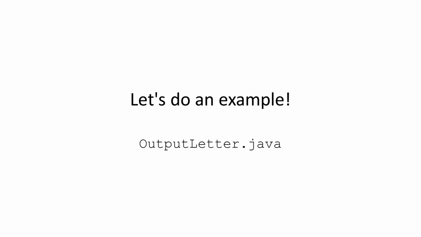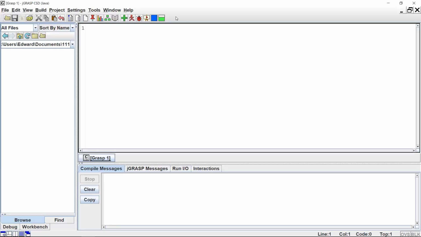All right, so let's do an example. Let's go into JGrasp and use a try catch to handle some exceptions. For our example, what I want to do is create a program that asks the user to enter a position in a string and then output the letter at that position. So I'll show the user the message and then ask the user to enter a position, and we'll spit out the letter at that position. This program is going to be called OutputLetter.